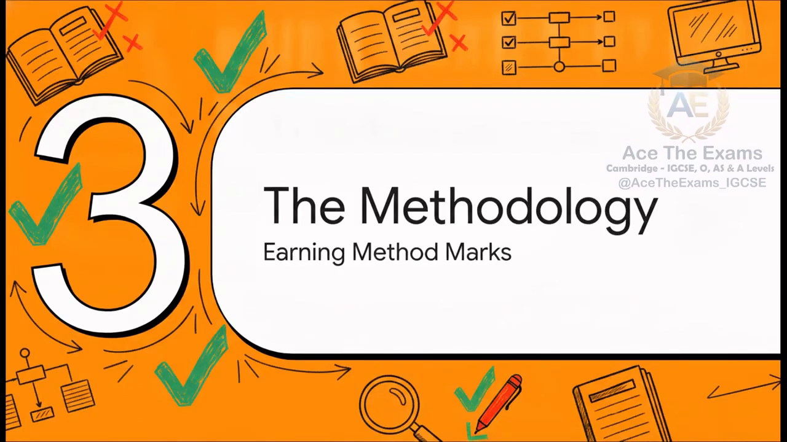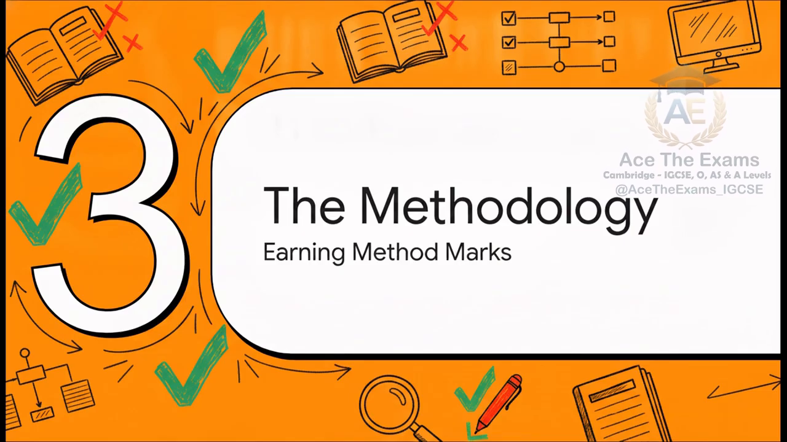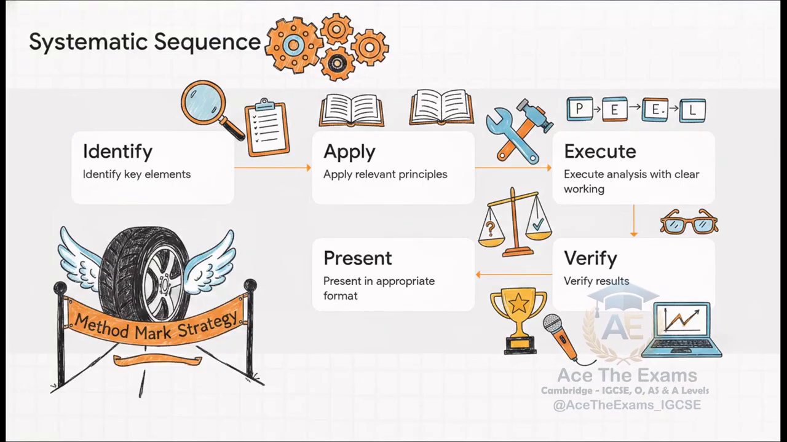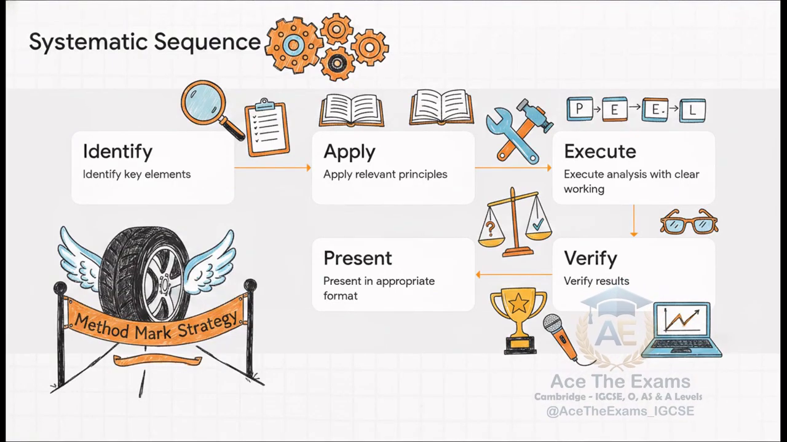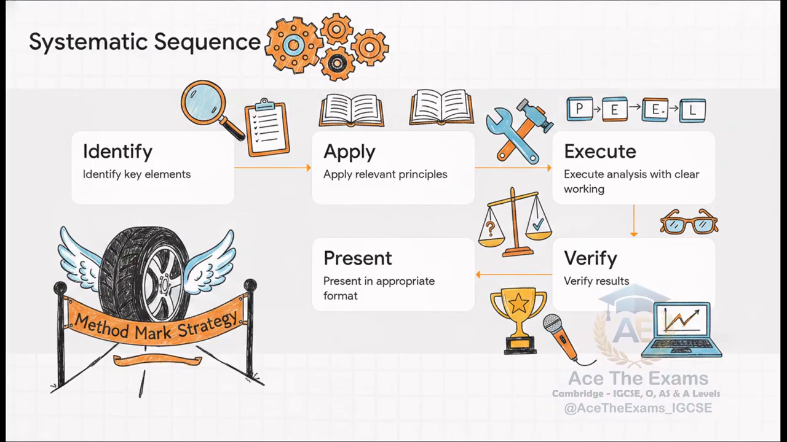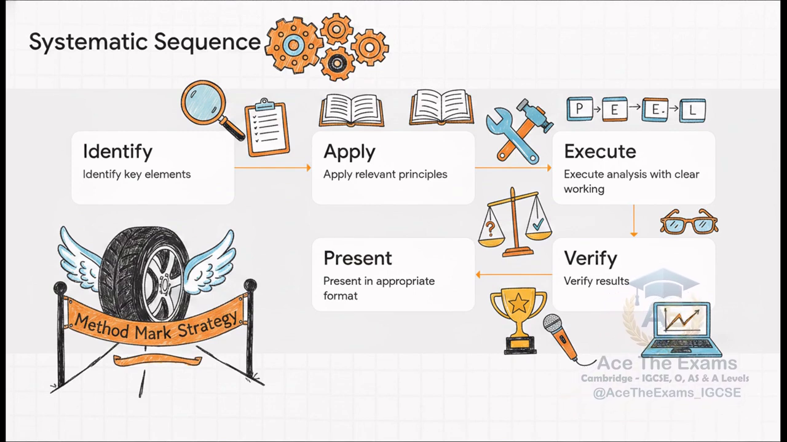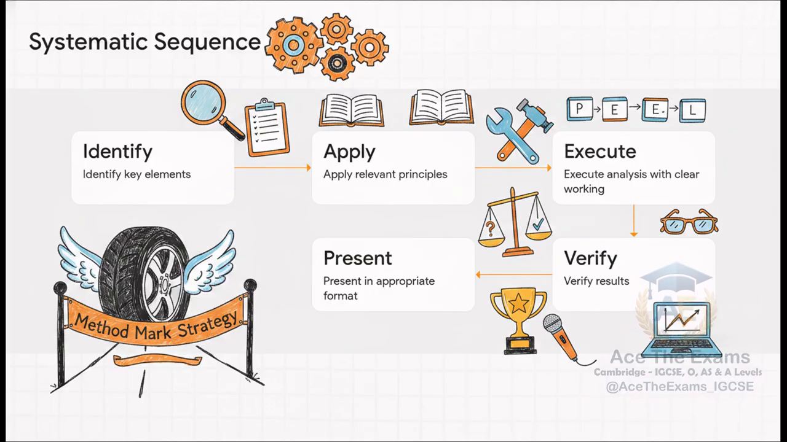Which brings us beautifully to Sector 3, the methodology of success. This is all about moving from pure theory to the strict procedural framework examiners use to award those precious method marks. Let's walk through this 5-step standardized sequence. Think of this as your absolute non-negotiable pit crew protocol. Step 1, identify key elements. What is the command word actually asking? Is it evaluate, discuss, describe, or compare? Sam always messes this up.